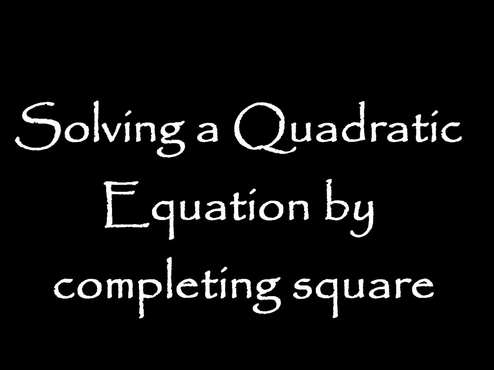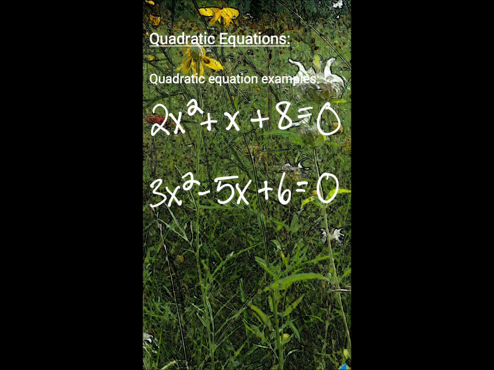Welcome to solving a quadratic equation by completing the square. We have quadratic equation examples here: 2x squared plus x plus 8 equals 0, and 3x squared minus 5x plus 6 equals 0. Another example is x squared minus 9 equals 0. These are all quadratic equations. A general definition of a quadratic equation.